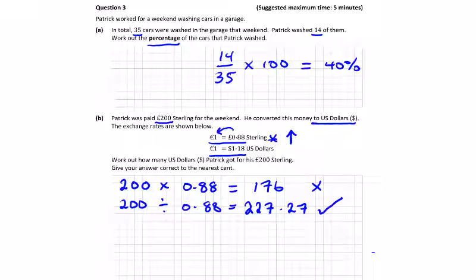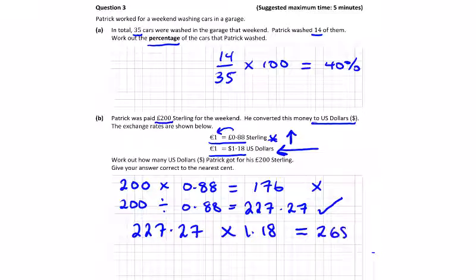So now 227 euros to dollars. We're getting more dollars. So how would we get more with our 227.27? At this point, you should see you'd have to multiply by 1.18 for it to go up in value rather than down in value. So 227 by 1.18 will tell you how many dollars he has. 268.178, and rounding it to the nearest cent, $268.18 for Patrick after his weekend's work.